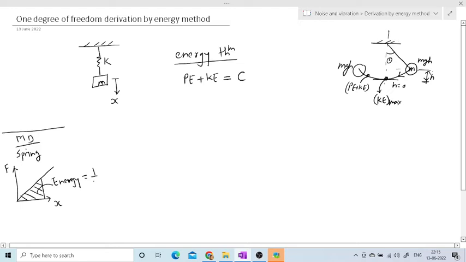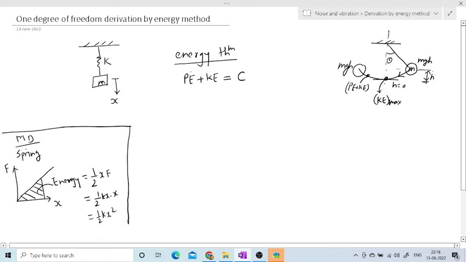in the spring, and this energy is nothing but the area of this triangle. So the area of this triangle is 1/2 base into height. Now as this is 1/2 base into height, that is 1/2 F into x, but the spring force is nothing but kx. So the spring force is kx. So the total energy stored in any spring will be 1/2 kx square. So I am going to use this one in our derivation.